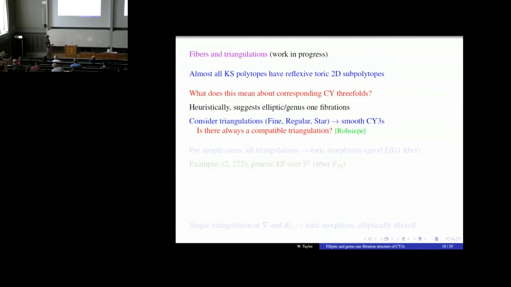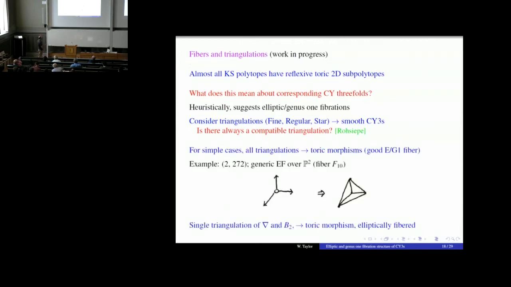Some of what I'm going to talk about here is work in progress, but I think the story is very clear. Some of the I's remain to be dotted and T's remain to be crossed, but let's just run through some of the things that can happen. In the simplest cases, all triangulations of the 4D polytope are compatible with toric morphisms onto nice triangulations of the base. A simple example of that is the generic elliptic fibration over P2, which has that fiber F10 corresponding to the P231, and the Hodge numbers are 2, 272. There is essentially one triangulation of the 4D polytope, and it reduces to this triangulation of the base. That's all fine.